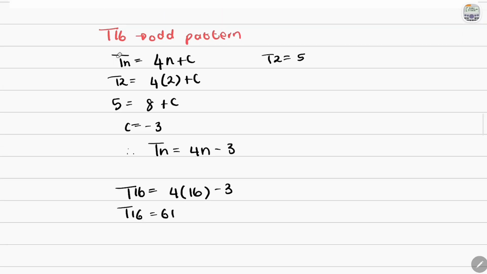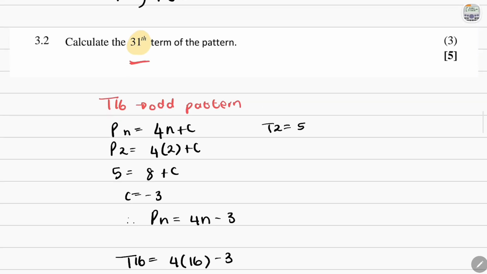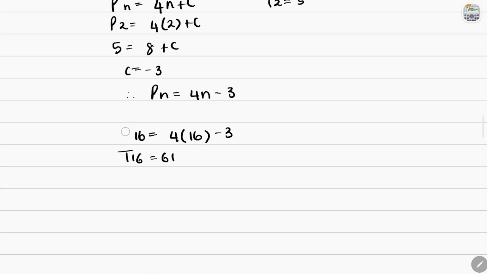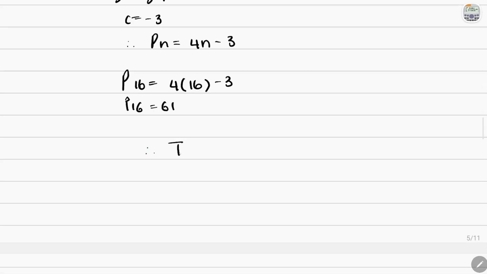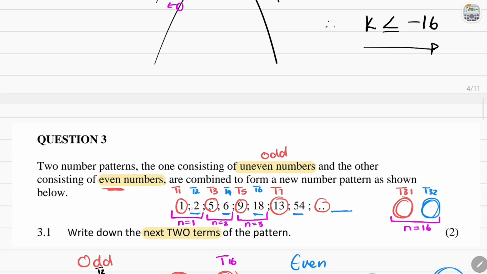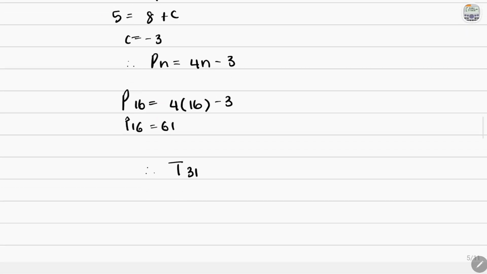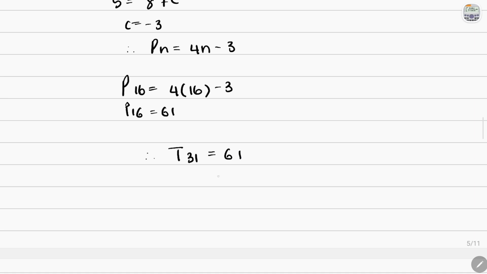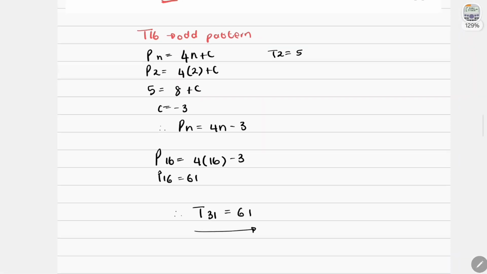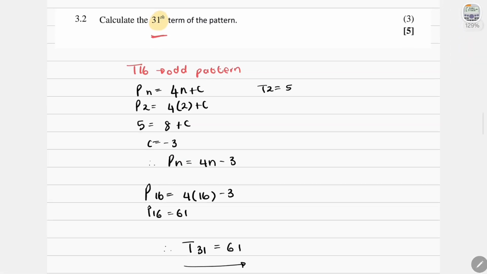Okay, so something you can do to just differentiate this is, can you just call this Pn? I'll just call it P2, just so that it doesn't confuse. And I am actually answering their question where they said the 31st term. So if I call these ones P, right, then I can finally say that term number 31 in the combined pattern, the pattern that they initially gave us, so this, okay, term number 31 is equal to 61, and that is our answer. And that is it for question 3.